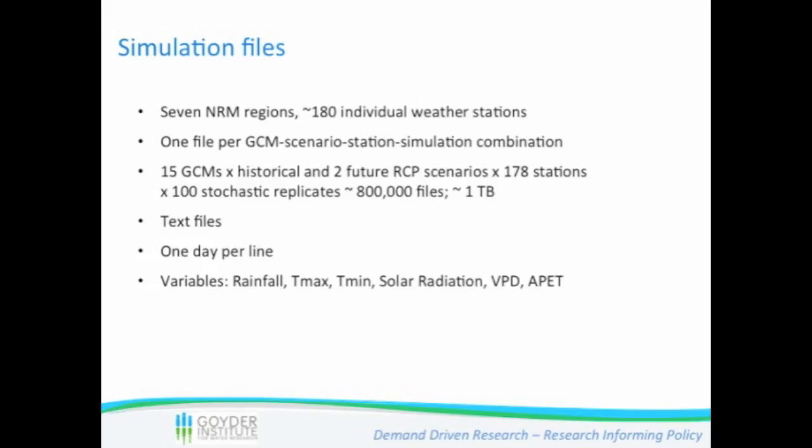So we're using 15 GCMs, all CMIP5 GCMs, and we're simulating for a historical period, which is 1962 to 2005, and the 2 future projection periods for those 2 RCPs, so from 2006 out to 2100. Being daily data, that is quite a lot of data. So 178 stations, 100 stochastic replicates, because for the same inputs to the downscaling model, we can run it in a Monte Carlo style to get lots of representations of potential future daily rainfall sequences, and then the other variables conditional on that. And as Mark mentioned yesterday, it's about 800 to 900,000 files, about 1 terabyte of data in total, text files, 1 day per line, with those variables, as mentioned previously as well.